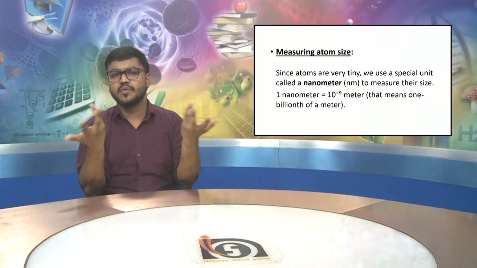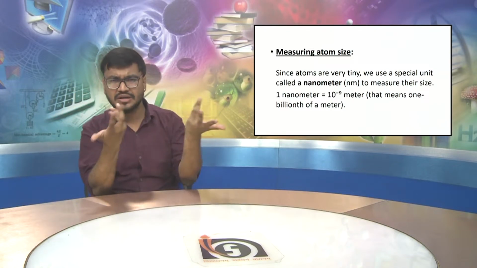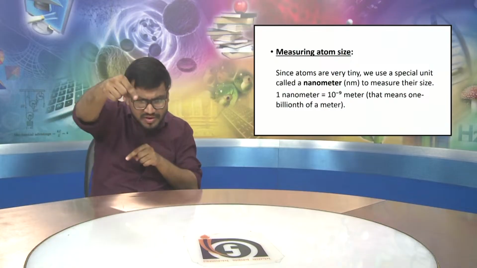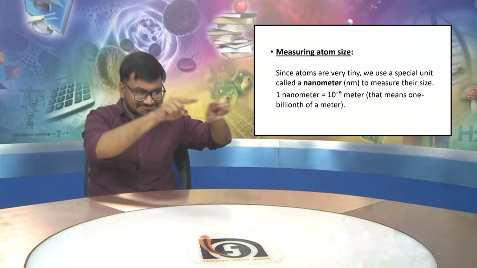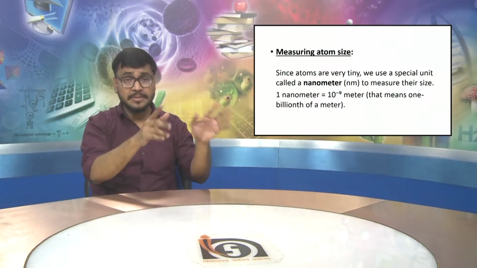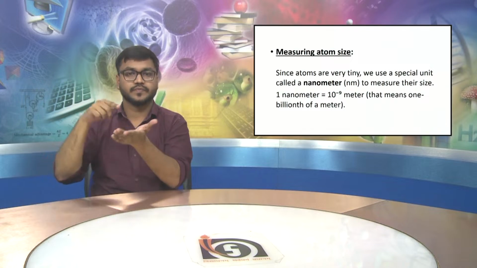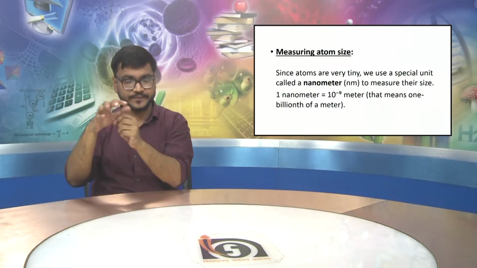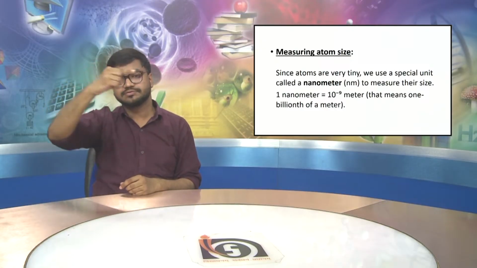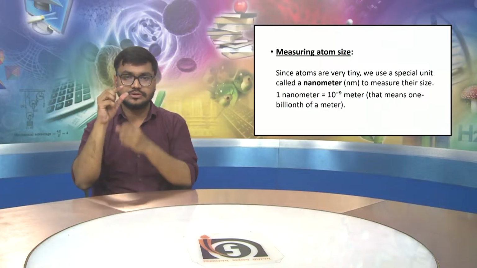Measuring atom sizes. Since atoms are very tiny, we use special units. For example, we use kilometer for measuring the road or the distance. We use centimeter to measure small things, and for atoms we use a special unit called the nanometer. 1 nanometer equals 10 to the power minus 9 meter.